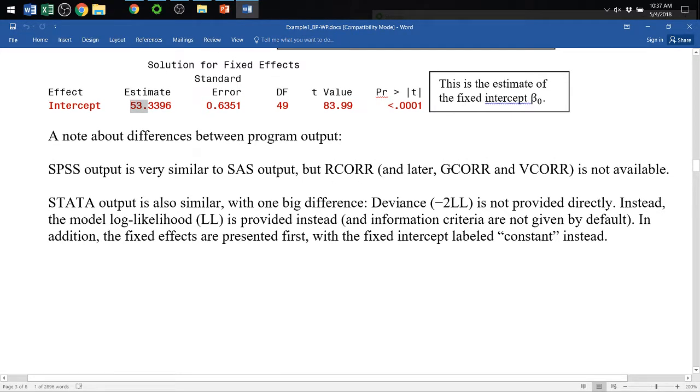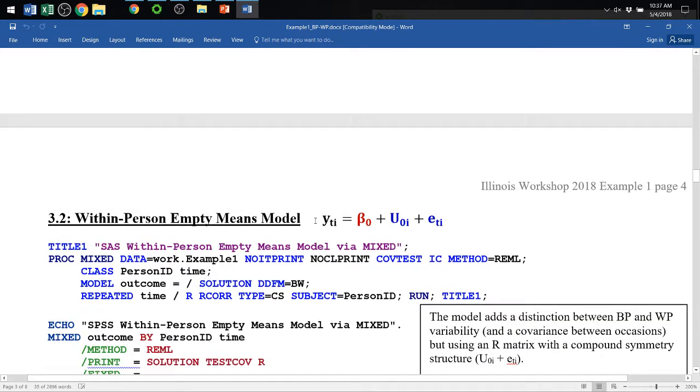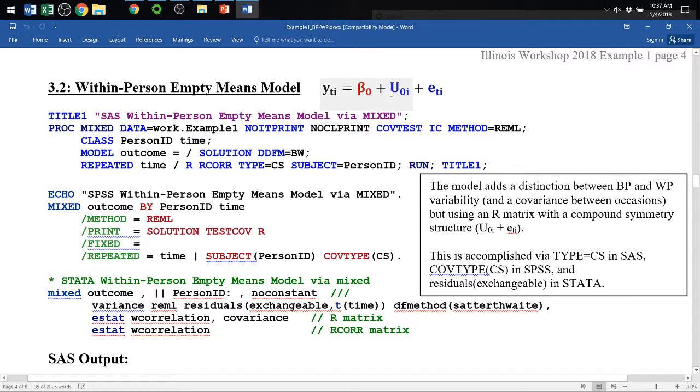A couple notes on differences across programs in terms of the output that you get for your reference. Now let's fix it.